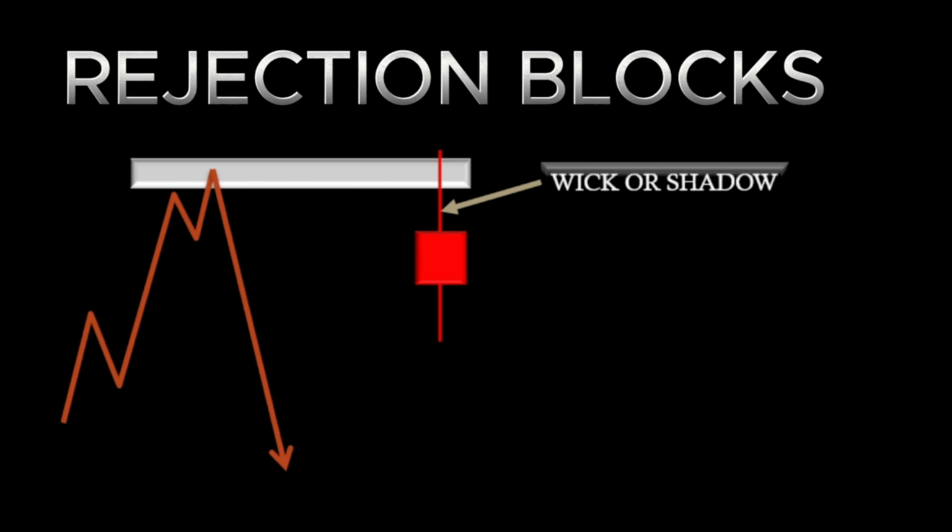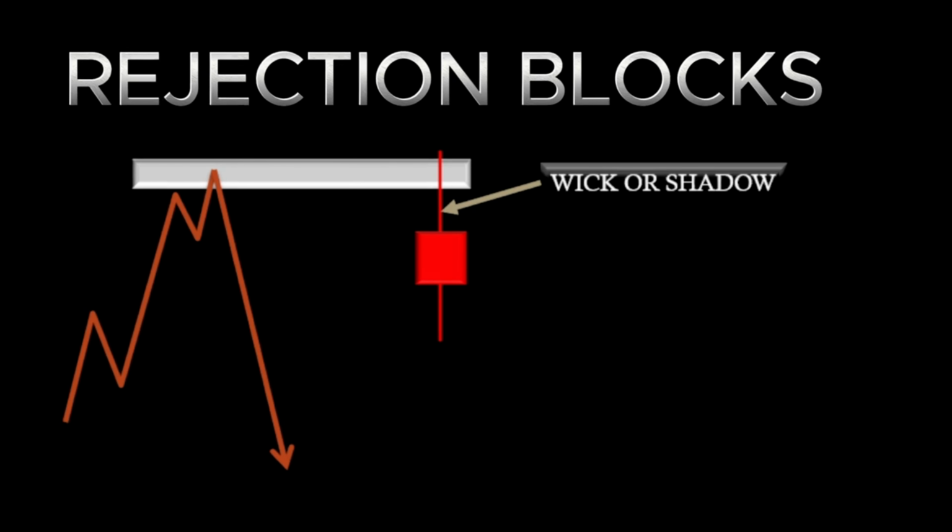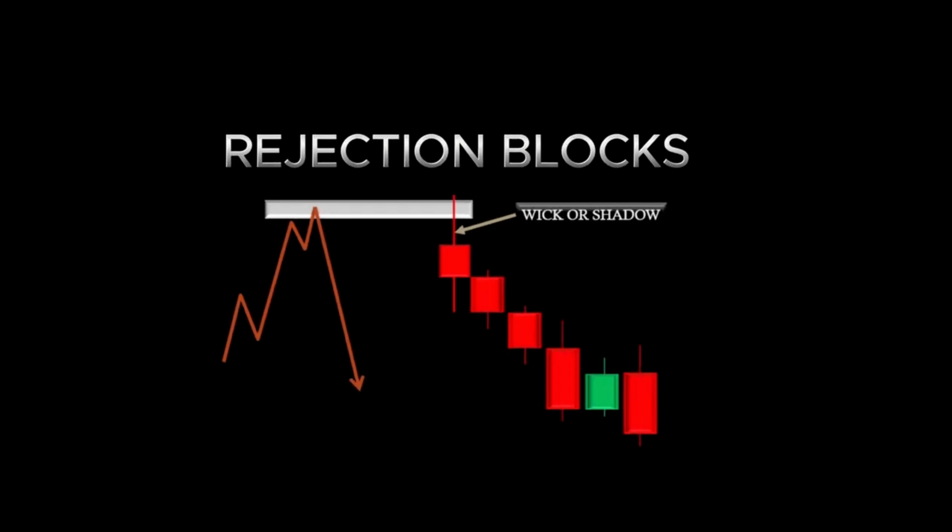To spot a rejection block, look for a candle with a long wick or shadow, indicating that the price was pushed in one direction but couldn't sustain it. The market essentially rejected that level, and the price moved in the opposite direction. These blocks are often found at the end of a trend or during a pullback, signaling a potential reversal.